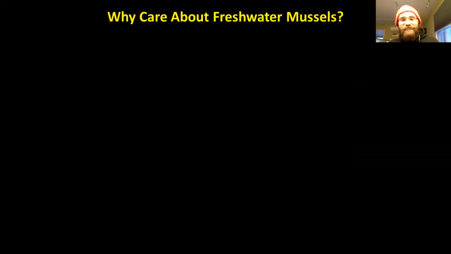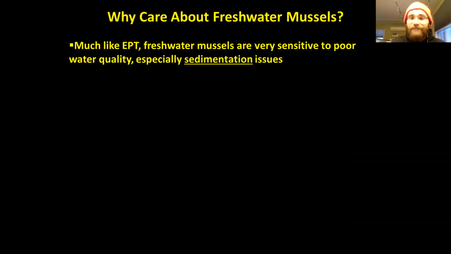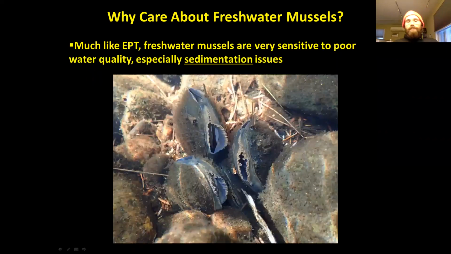All right, so why should we care about freshwater mussels? Much like EPT, freshwater mussels are very sensitive to poor water quality, especially sedimentation issues. So when it comes to the water quality, remember, they're filter feeding. So if you have pollution, it's going to go straight into the freshwater mussel and it's going to kill it. Like, they're not going to be able to survive dealing with that.